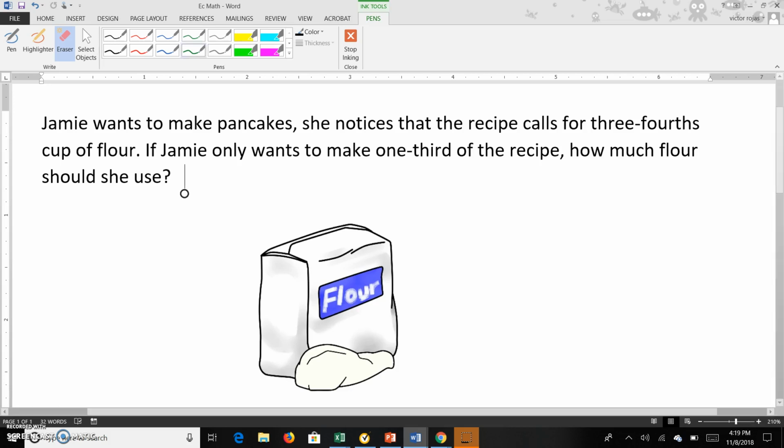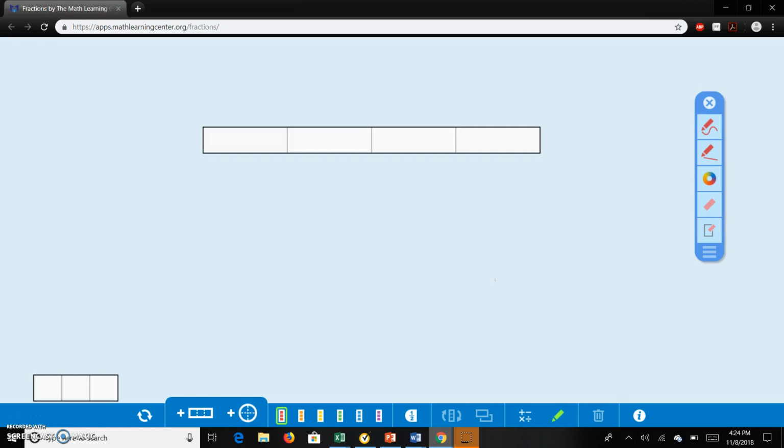First, we're going to demonstrate our number sentence. We know that the original recipe is 3/4. We also know that Jamie only wants to find 1/3 of 3/4. First, we are going to solve this problem using a concrete model. We will be using fraction tiles.